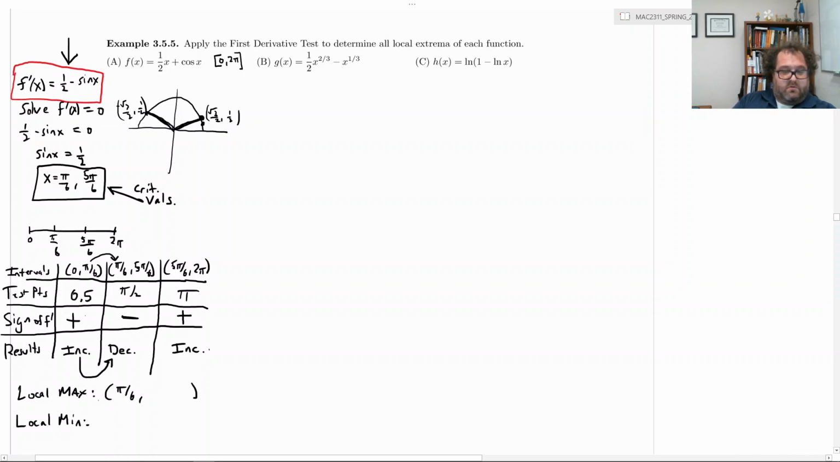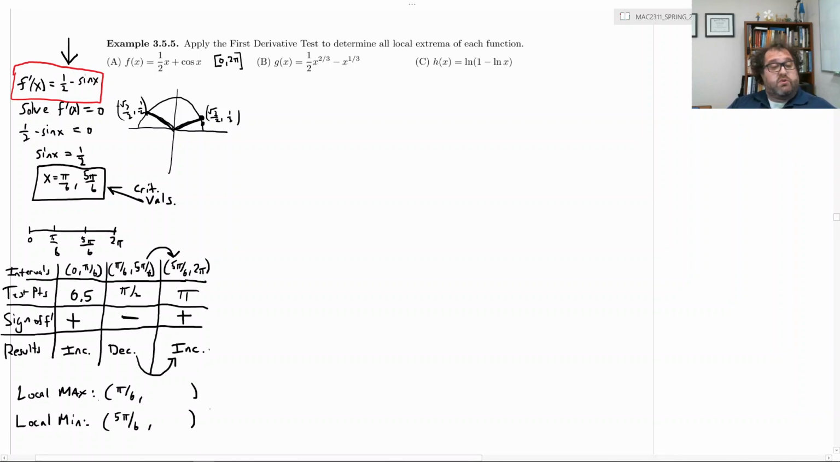Notice also that we have a change at 5π/6, and that changes from decreasing to increasing at 5π/6. Again, the first derivative test tells us that if you change at a critical value from decreasing to increasing, then you found a relative minimum. So 5π/6 is going to be a relative minimum, a local minimum.